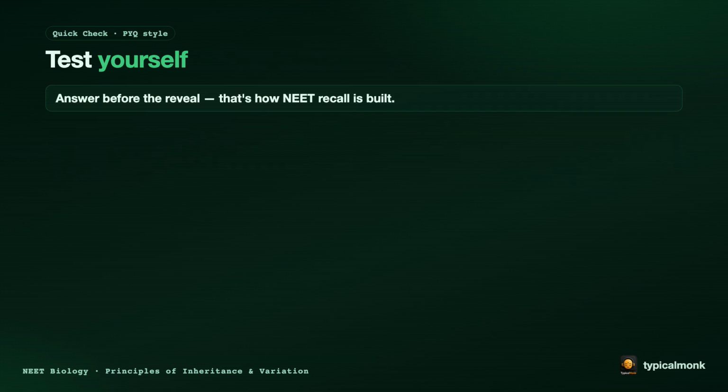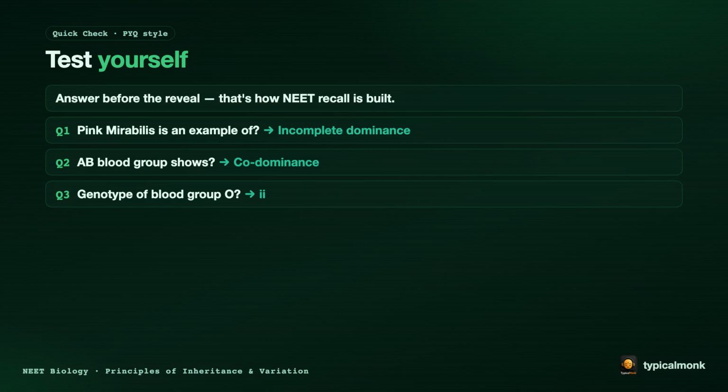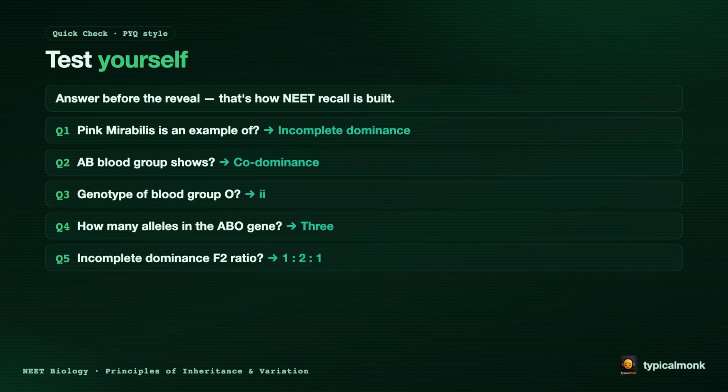Now test yourself. Answer each one before it is revealed. Answer first. That is how you build strong NEET recall. Question 1. Pink mirabilis is an example of. Answer. Incomplete dominance. Question 2. The AB blood group shows. Co-dominance. Question 3. The genotype of blood group O. Small ii. Question 4. How many alleles in the ABO gene? 3. Question 5. The incomplete dominance F2 ratio. 1:2:1.